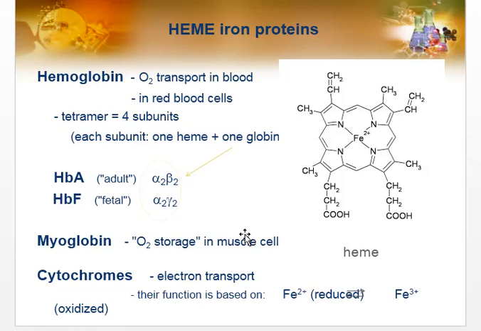Heme iron proteins, hemoglobin. The function of the hemoglobin is to transport oxygen in blood. In red blood cells, it is a tetramer of 4 subunits, each subunit with 1 heme and 1 globin. Myoglobin, oxygen storage in muscle cell. Cytochromes, electron transport, their function is based on ferrum 2+ reduced to ferrum 3+.